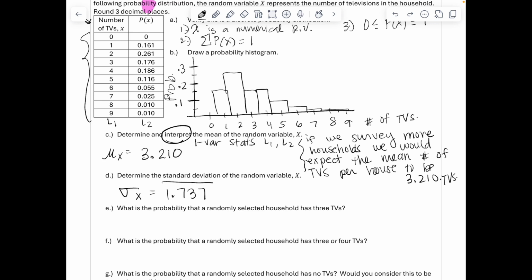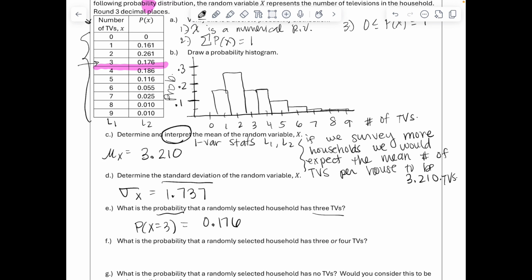Part E says, what is the probability that a randomly selected household has 3 TVs? So we are looking for the probability of having 3 TVs, and you actually have this up here. If you look at this value, the probability that x is equal to 3 is going to be 0.176, and we can get that from our table or our distribution.